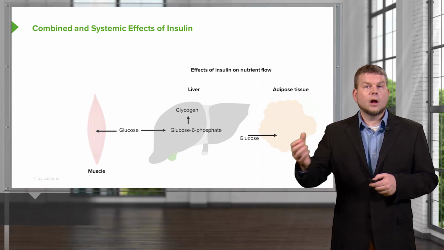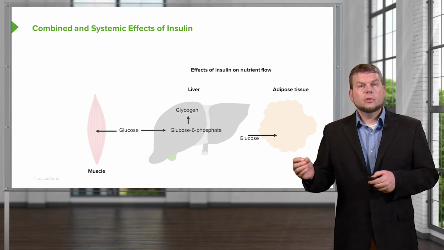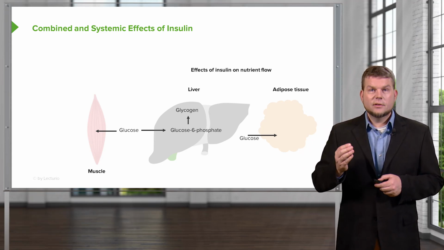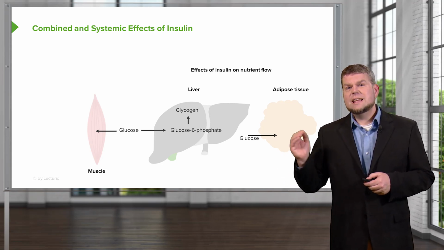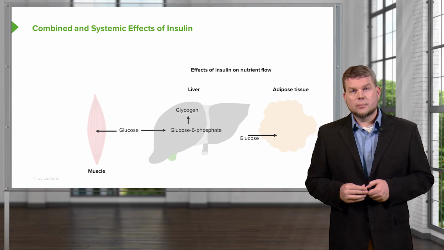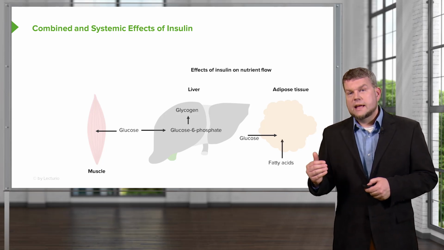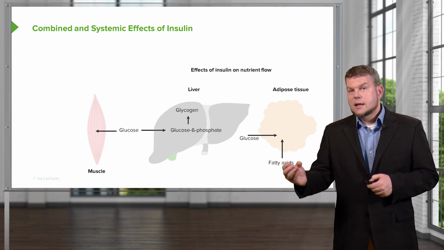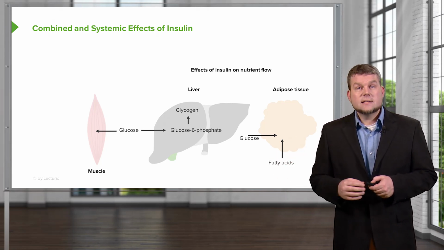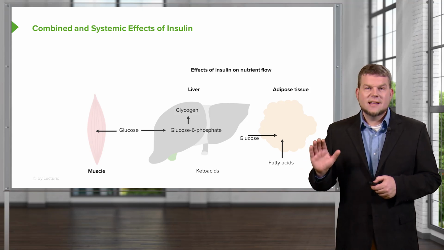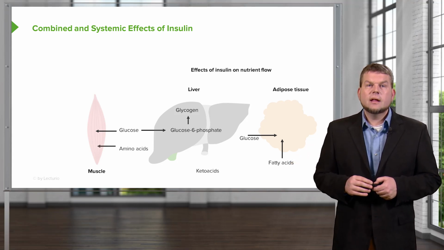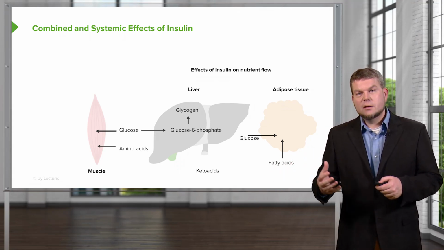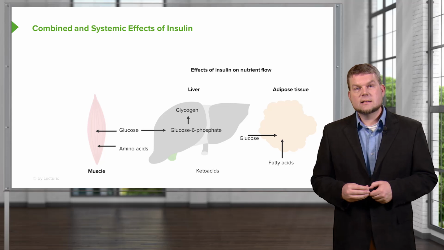Let's now again take a big picture look at this. What is happening across the whole body? Glucose, in response to insulin, moves within muscles, moves within liver cells, even moves into adipose tissue. Fatty acids also move into adipose tissue so that they can be put together to form fats. Keto acids don't change. And finally, amino acids move into muscles so that they can be involved with protein synthesis.